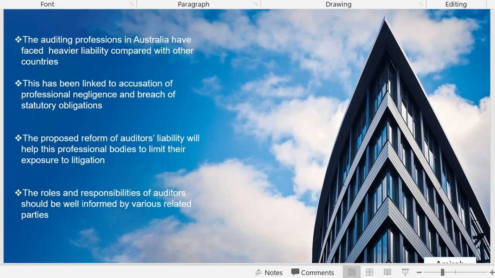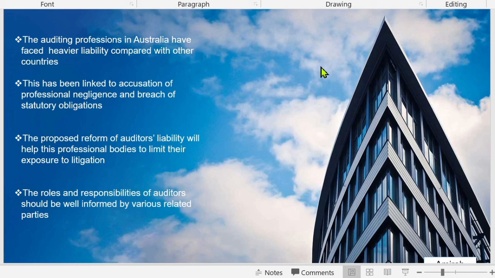In conclusion, overall, the auditing profession in Australia has faced heavier liability compared with other countries. It is because they have to be bound by many statutory laws, for example, like ATPA, and then there are many bodies that govern this profession, for example, like ICAA, CPA. The auditor faces a heavy liability due to this.